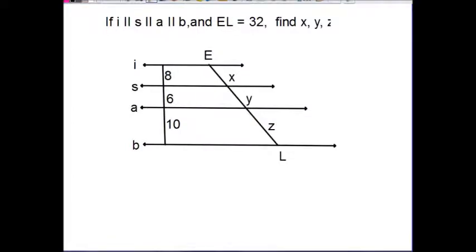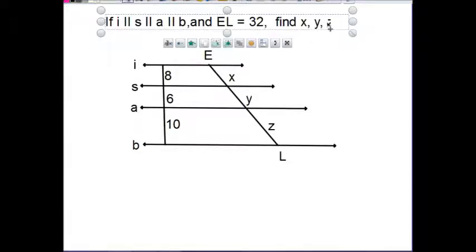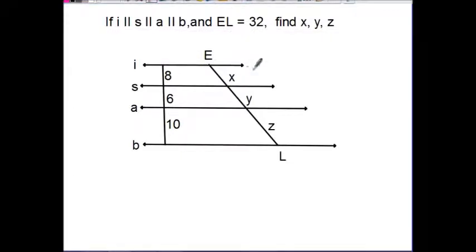For our next example, we have if line I S is parallel to A B, and EL is 32, we want to actually find X, Y, and Z. So here we go. Here's what we know. EL, this whole piece right here, is going to be 32. Now, we're trying to find all the pieces over here.